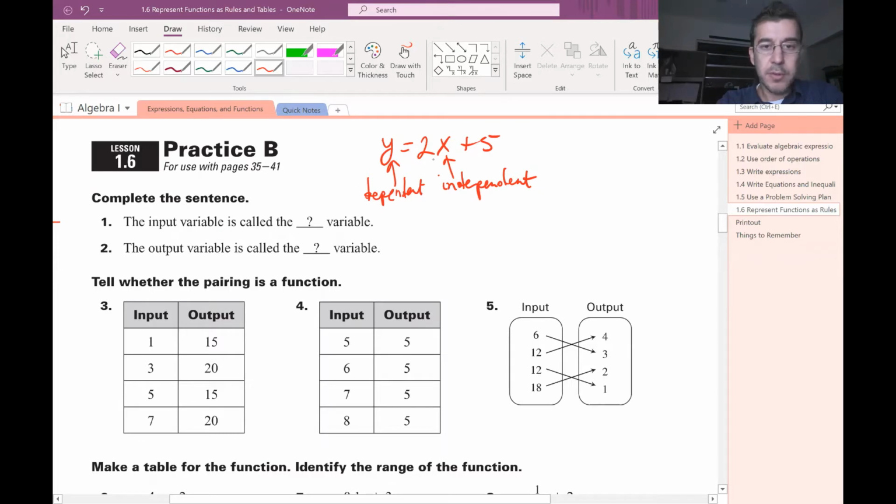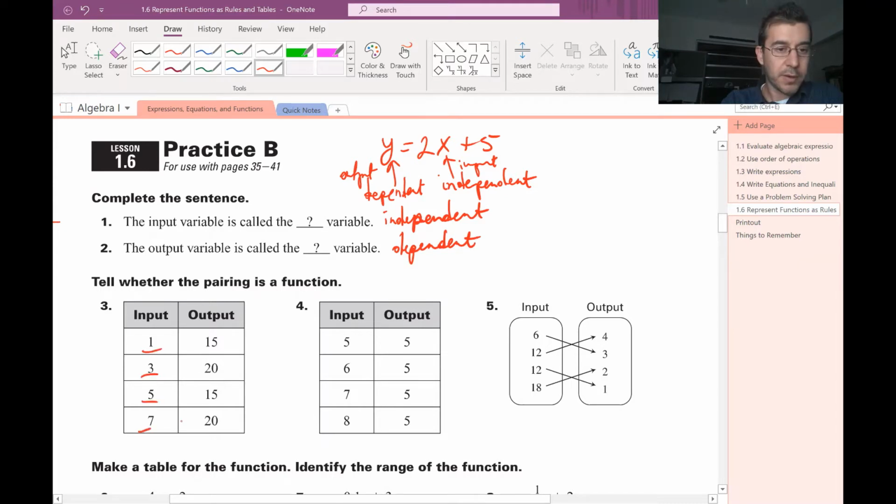So the input variable is x, right? Input is x, y is output. So the input variable is called the independent variable. So the answer is independent. Number 2, the output variable is called the dependent variable. Okay. Number 3, tell whether the pairing is a function.